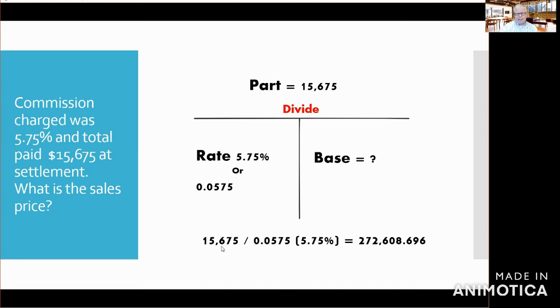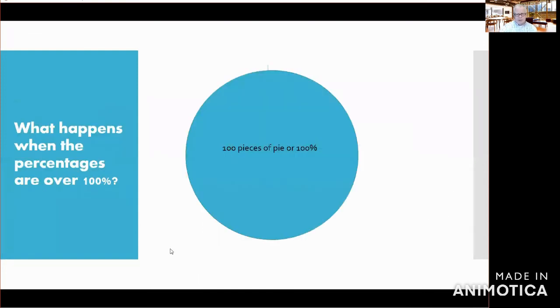So you take 15,675 and divide it by 0.0575, or 5.75%, and it equals $272,608.70. So far, so good, other than my voice.